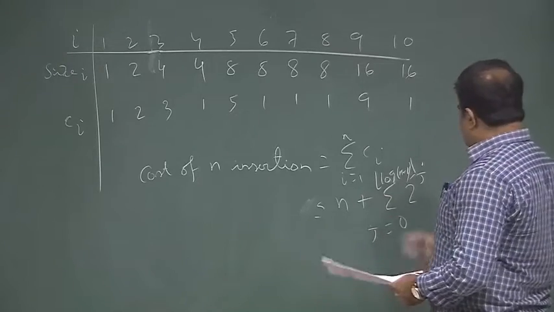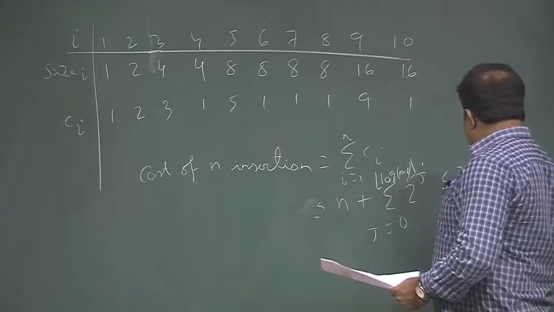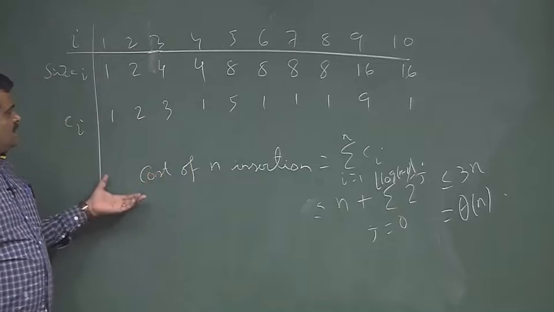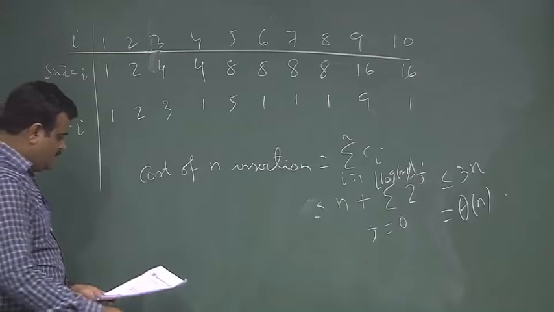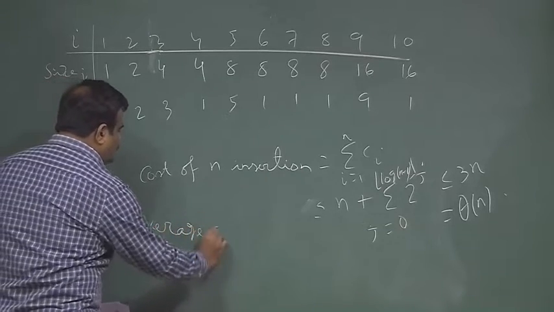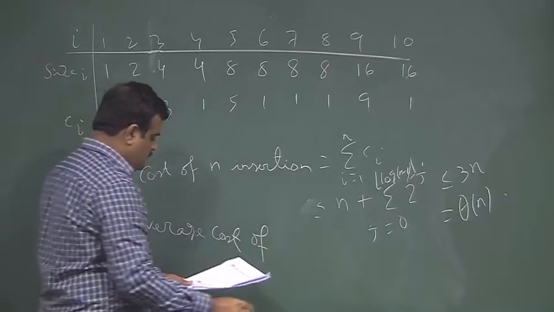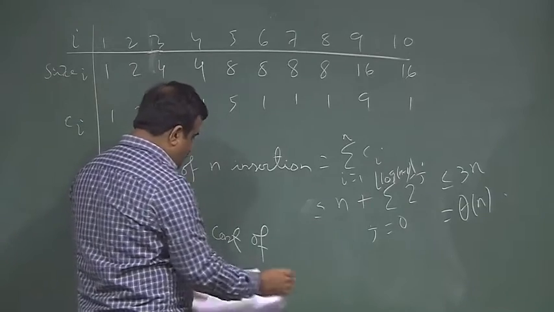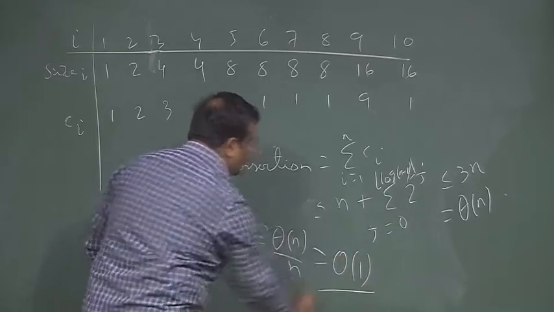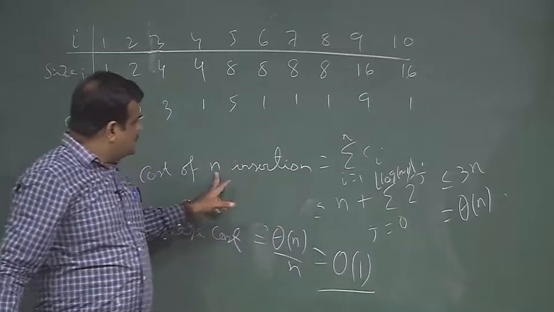If we calculate, this will be less than this, so this is basically theta of n. This is theta of n, the cost for n insertions. So the average cost for one insertion is theta of n by n, which is theta of 1. On average the cost is theta of 1, although the n insertion cost is theta of n.